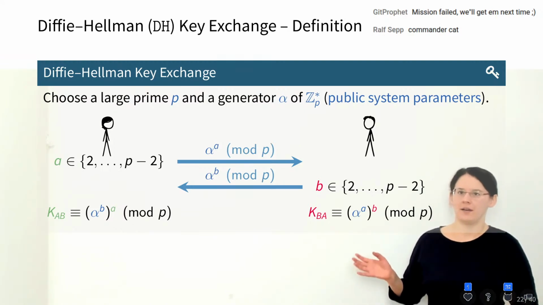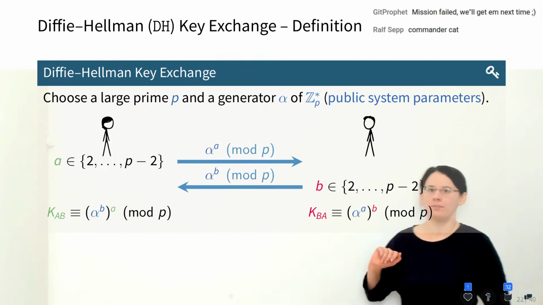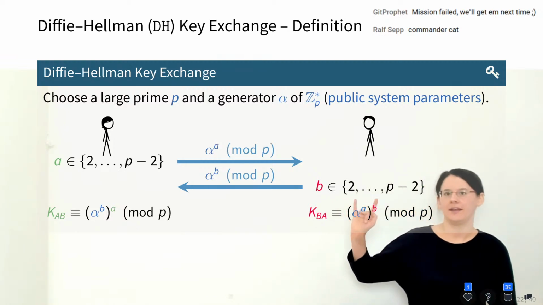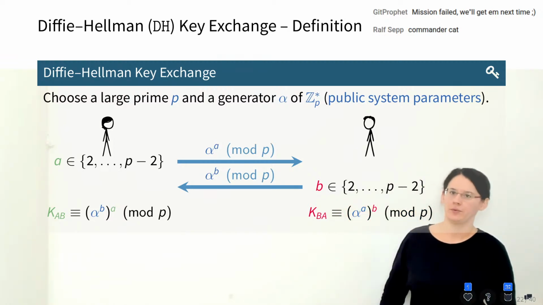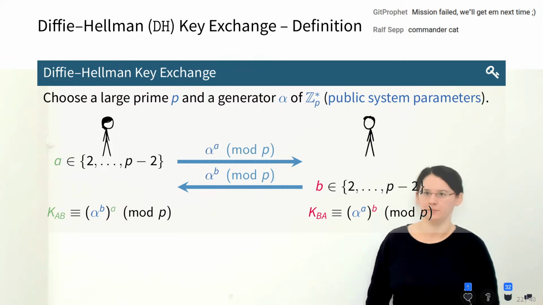But what is up to Bob and Alice to choose? Well, both of them start by choosing a random number, somewhere in the range from 2 to p minus 2.